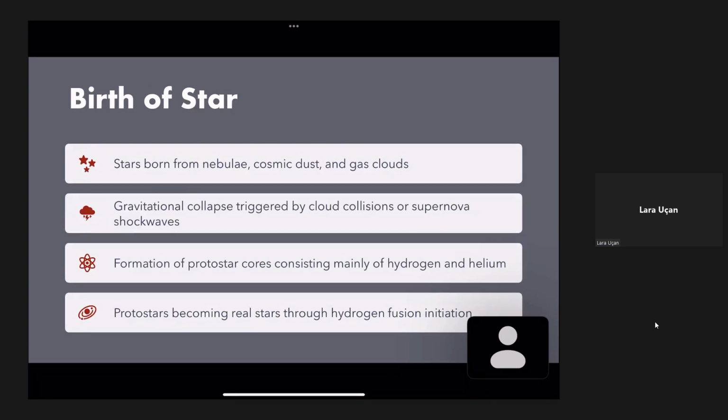Birth of a star. Stars are born from nebulae, cosmic dust, and gas clouds. And gravitational collapse, triggered by factors like cloud collisions or supernova shock waves, leads to the formation of protostar cores, and these cores consist mainly of hydrogen and a small amount of helium. However, protostars are not considered real stars until they can initiate hydrogen fusion.